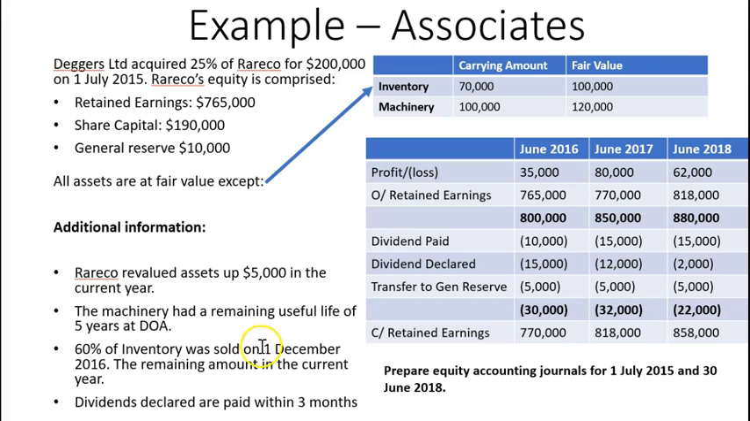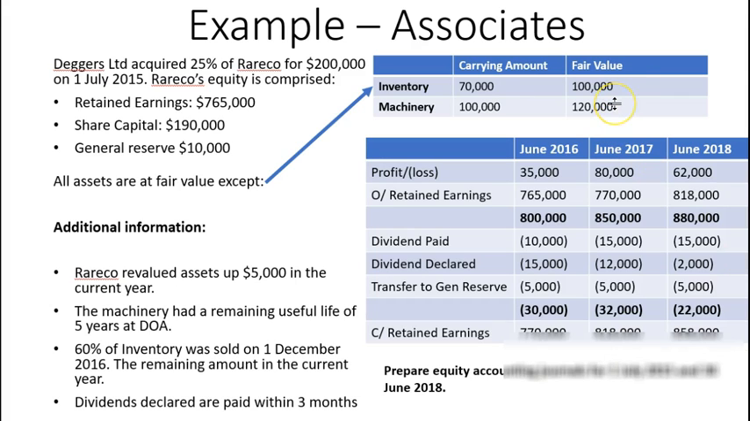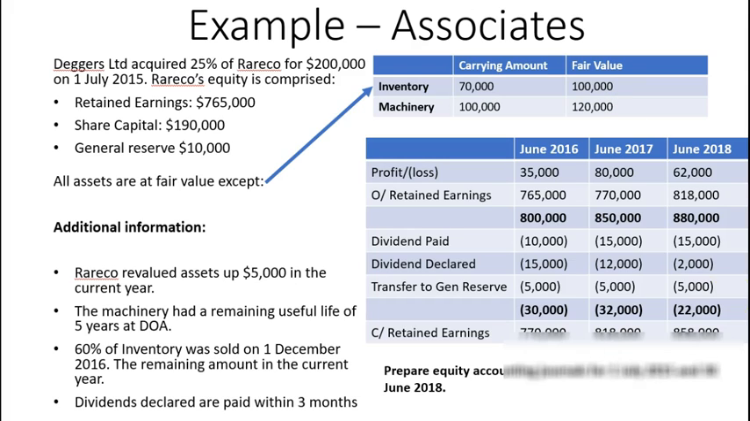If we look back to our financial statements, we know that the remaining amount of inventory was sold in the current year. So that was that 40% that we had left over. So we know that Rareco will recognize the cost of inventory using the $70,000 carrying amount. But from our perspective, we need to recognize the cost of inventory using the $100,000 fair value. So Rareco would recognize COGS 40% of the $70,000, which is $28,000. But from our perspective, we want to recognize COGS at 40% of $100,000, which is $40,000.